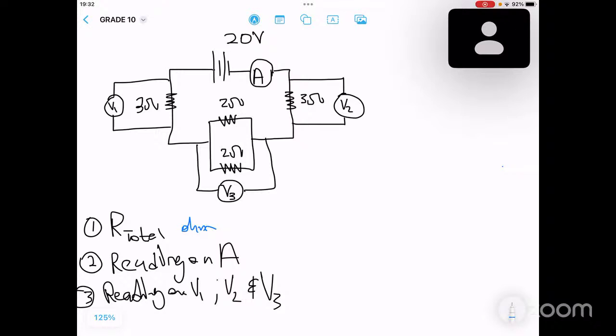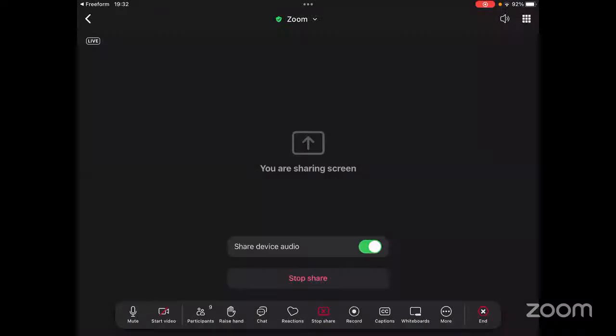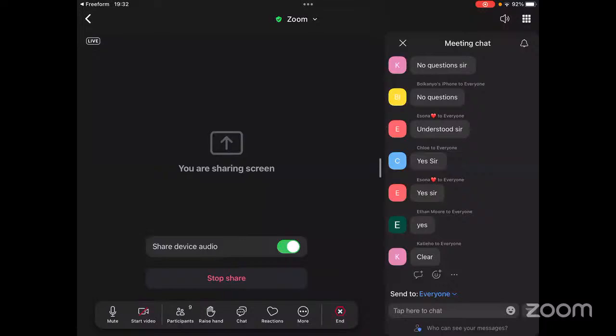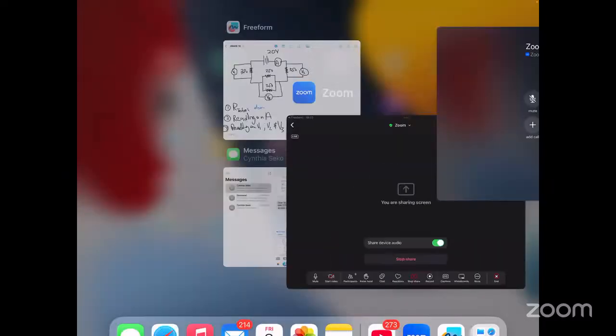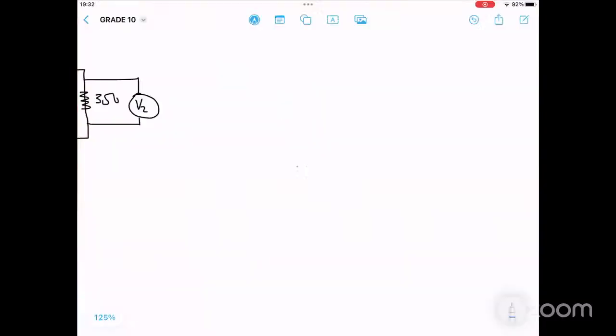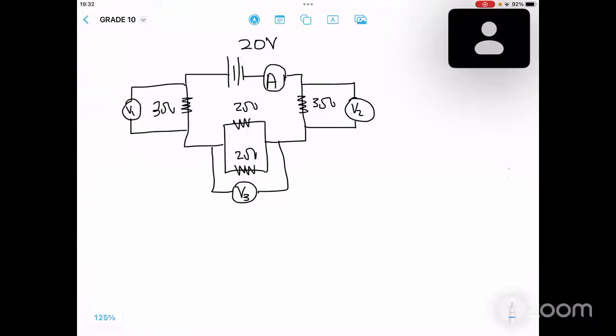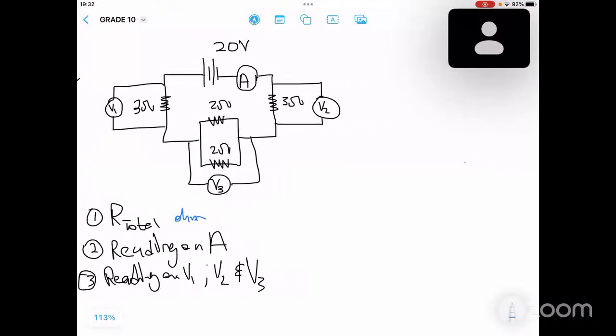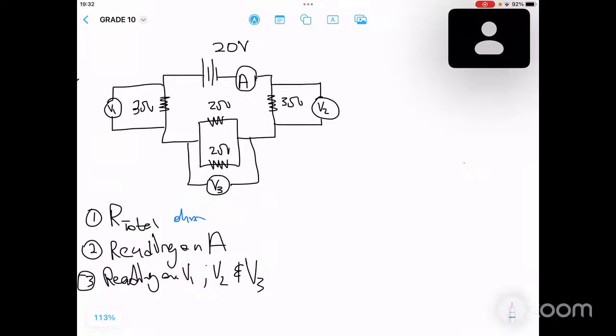So let me just check if there are some answers there. Remember, guys, you won't need to answer one by one. Just work it out from the first question until the last. Then when you answer by commenting in the comment section, you just say number 1, R equals whatever ohms, and then the reading on A, that is the current, I, equals whatever.